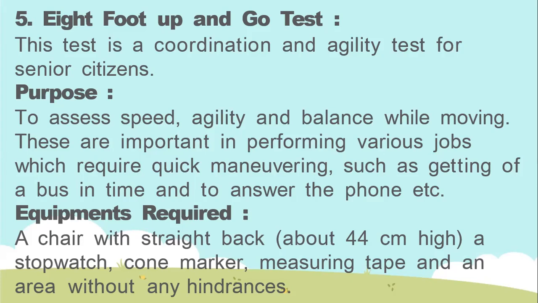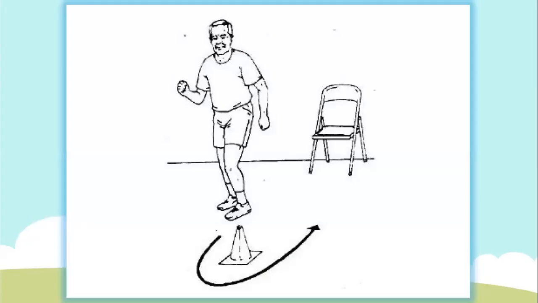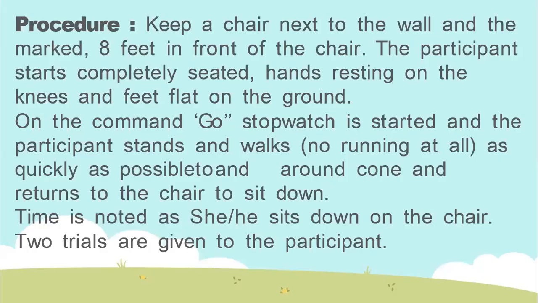What is the equipment required? A chair with a straight back, a stopwatch, a cone marker, a measuring tape, and an area without any hindrances. This is the diagram. The procedure is very simple. Keep a chair next to the wall and mark 8 feet in front of the chair. The participant starts completely seated, hands resting on the knees and feet flat on the ground. On the command of go, the stopwatch is started and the participant stands and walks as quickly as possible to and around the cone and returns to the chair to sit down. Time is noted as he or she sits down on the chair. 2 trials are given to the participants.